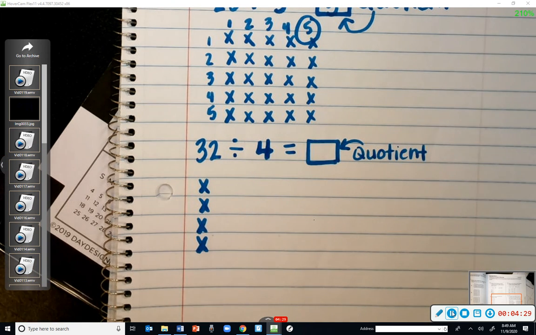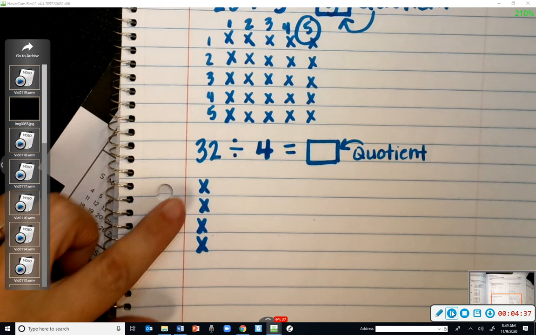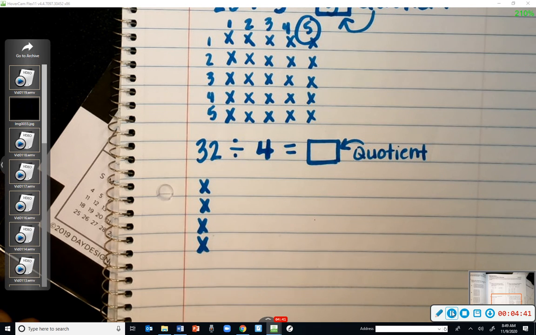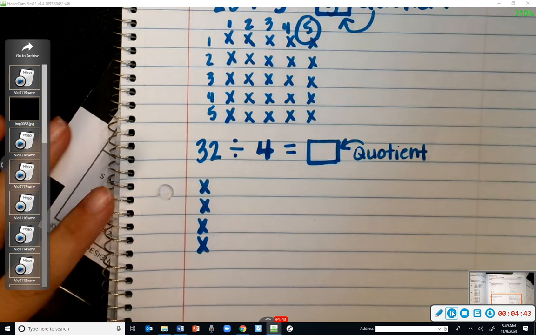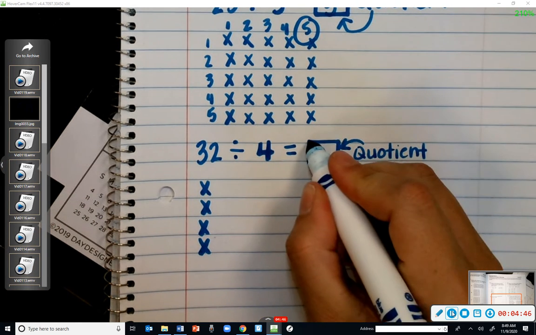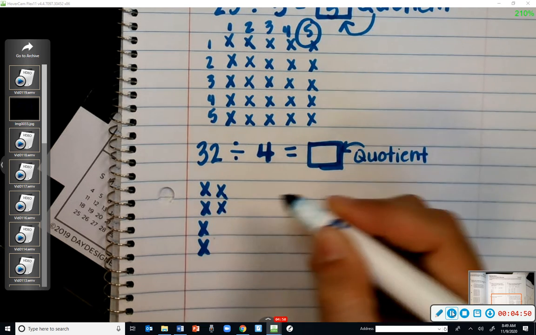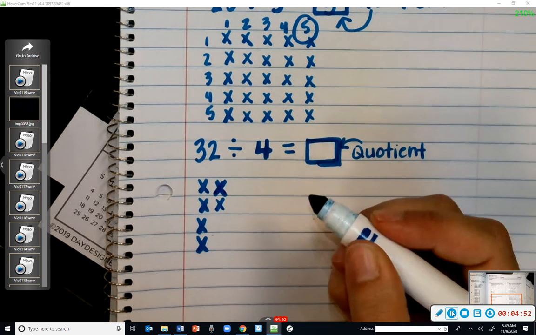Allie? Then we counted until it's 32. Very good. We count, filling in the X's as we go all the way to 32. And what'd you get, Kelsey? I got 8. Okay, 8. Very good. So 8 was correct. So let's go ahead and show you what that would look like in case we missed it.